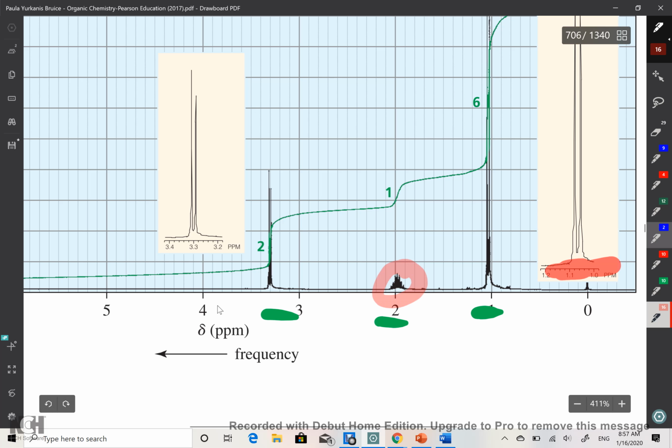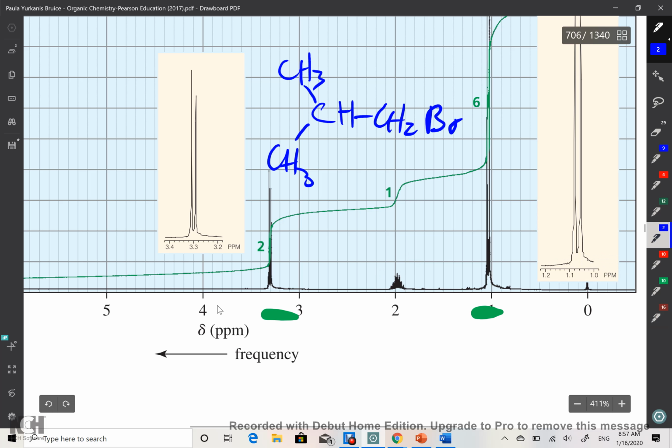Let me draw out the structure here so we can see. I want us to understand the multiplicity. That's the structure over here. This will give us a doublet. This gives us a multiplet. What about the methyl group? What kind of multiplicity are we going to have for the methyl group? Doublet. The methyl group here will give a doublet because we only have 1 neighbor. This gives a multiplet because we have 6 neighbors. And this gives a doublet because we only have 1 neighbor.